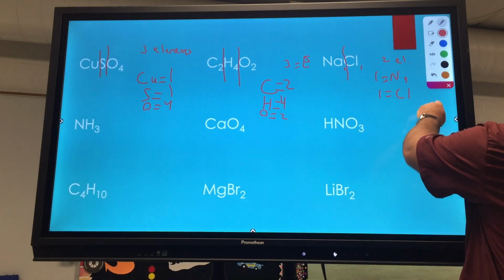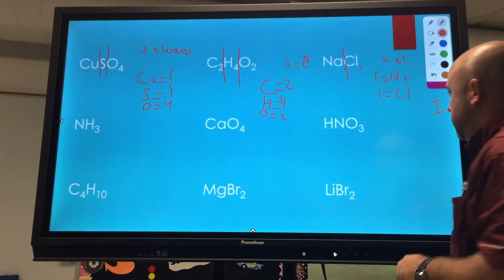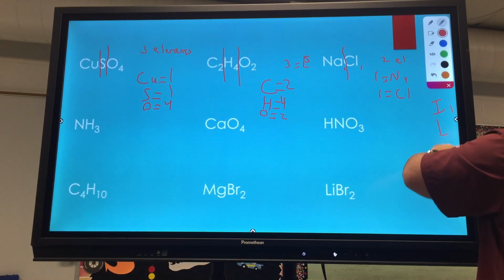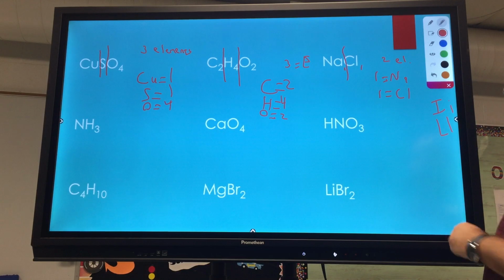Remember, that is a lowercase l, not a capital I. Capital I looks like that. The lowercase i looks like that. Capital L looks like that. The lowercase l looks like that.